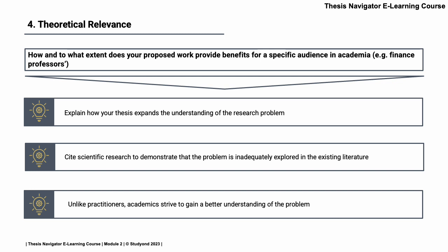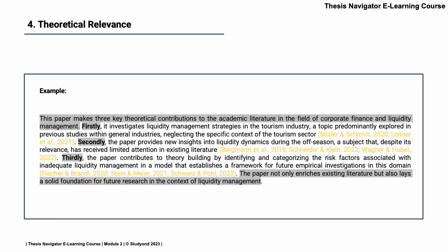Third, it is important to realize that solving a problem is usually secondary for academics. To come back to the striking example of hair loss, for example, the greatest benefit for a biology professor is if you can help them better understand the problem of hair loss and the underlying biochemical and biological processes. In other words, scientists primarily strive to gain a better understanding of a problem, not to solve it like practitioners. A concrete example of how you can concisely formulate the theoretical relevance section of your thesis is shown on this slide. If you like, you can pause here and read the example at your own pace.